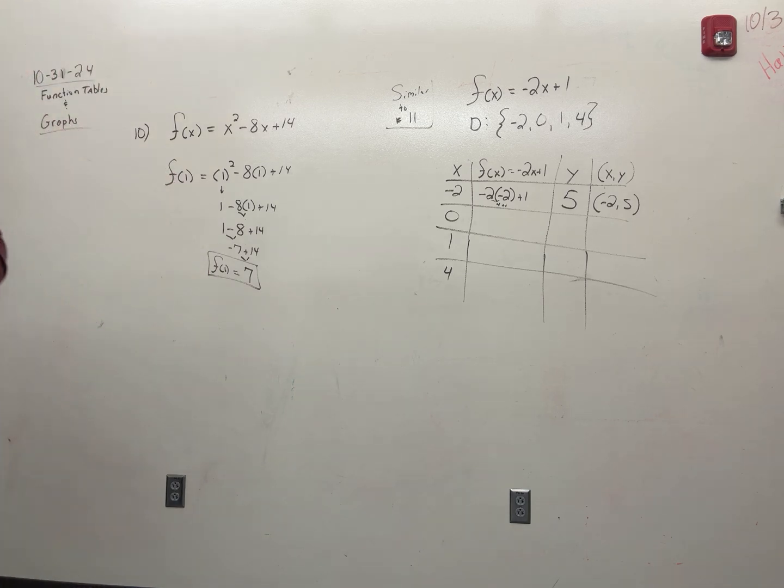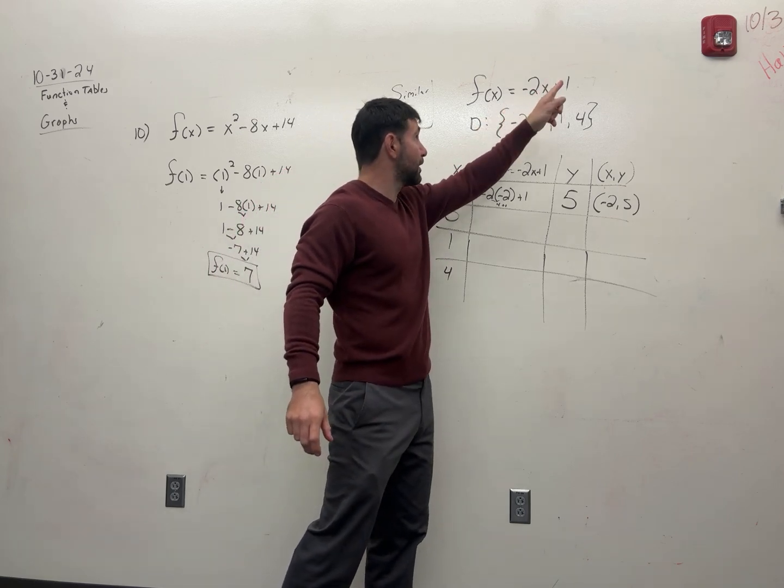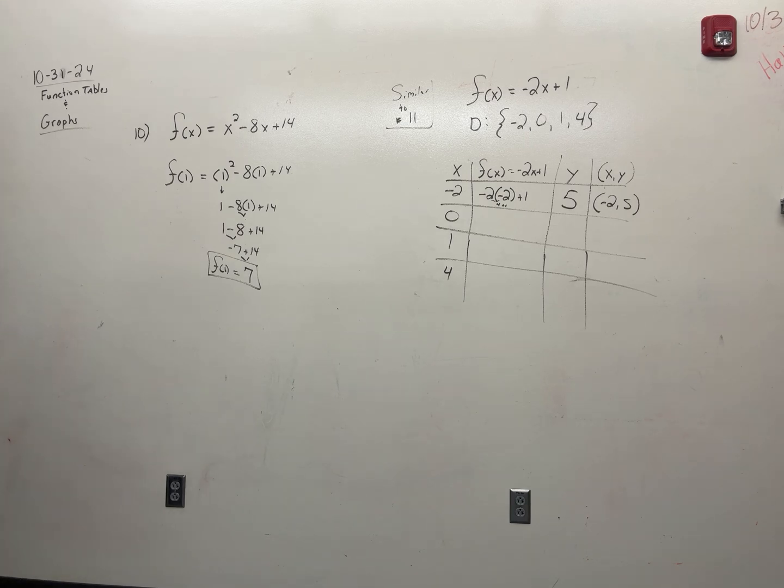I'd like you to do the other three. You're substituting your x's into the function. Oh, wait, I did it for number 11, like, I graphed it as number 11 instead. Okay, well, that's fine. I mean, this is similar to number 11. I'm just trying to give you an example. Okay, be right back.